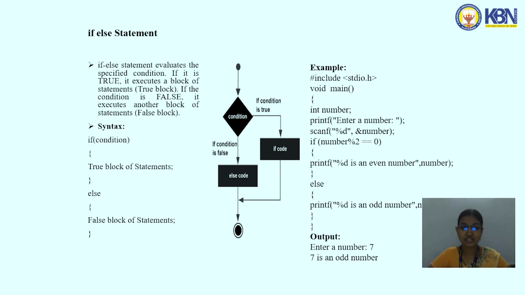In that else block, the statement is a false block statement. Let us see the flowchart. If I am giving the condition, if the condition is true, it will enter the if code. If the condition is false, it will enter the else code.